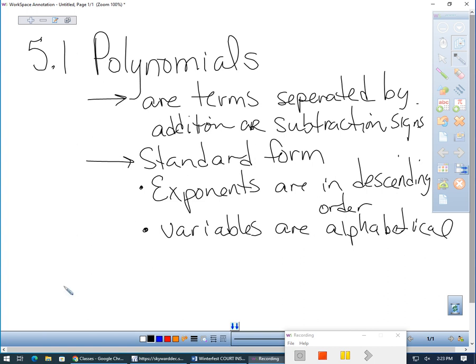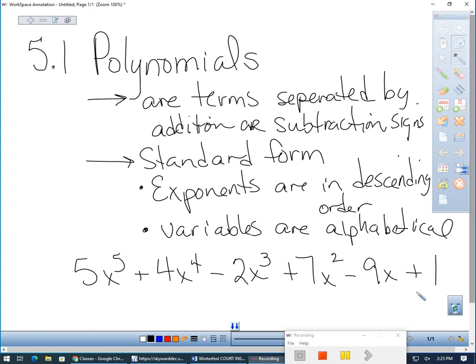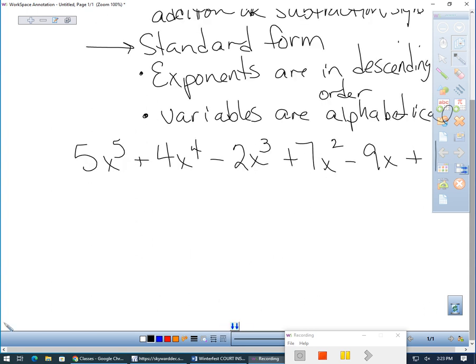All right, so an example of a polynomial might be 5x to the 5th plus 4x to the 4th minus 2x to the 3rd plus 7x squared minus 9x plus 1. You'll notice those exponents are in descending order. That is standard form. Descending means going down. So you start at the highest and you go down. So that's why it goes 5, 4, 3, 2, 1, 0.